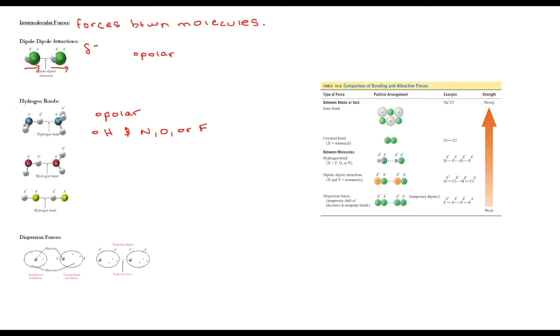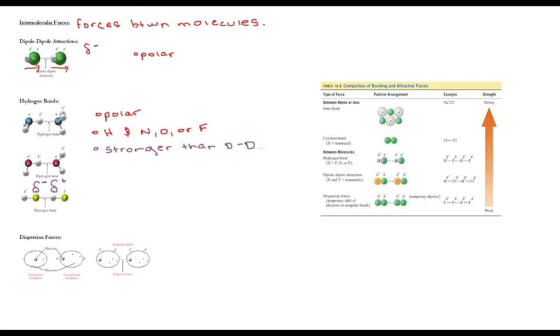Now, the reason why we distinguish between hydrogen bonds and dipole-dipole attractions is the fact that when you have a hydrogen and a nitrogen like this, because nitrogen is so electronegative, or because oxygen is so electronegative, or because fluorine is so electronegative, this partial negative is going to be really large. They're going to really hog those electrons, while that hydrogen is going to be really partially positive. So as a result, hydrogen bonding is stronger than dipole-dipole.